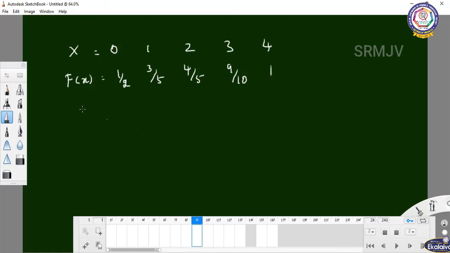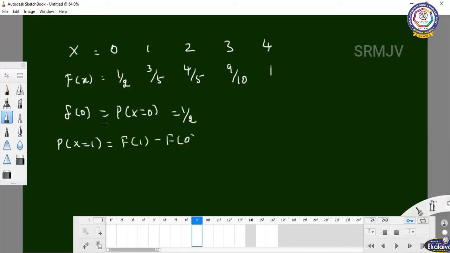So the probability mass function: the first one is f of 0, or otherwise P of x equal to 0. What is the value? For 0 it is 1 by 2. P of x equal to 1 means capital F of 1 minus capital F of 0.